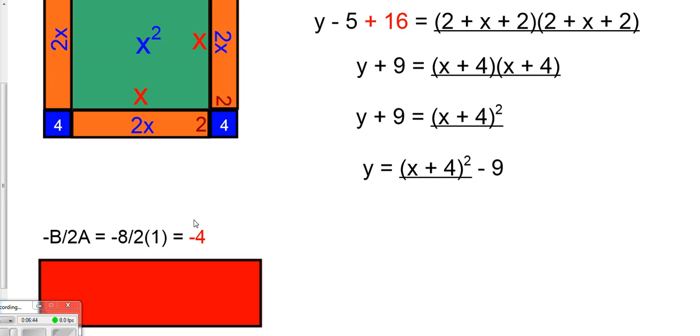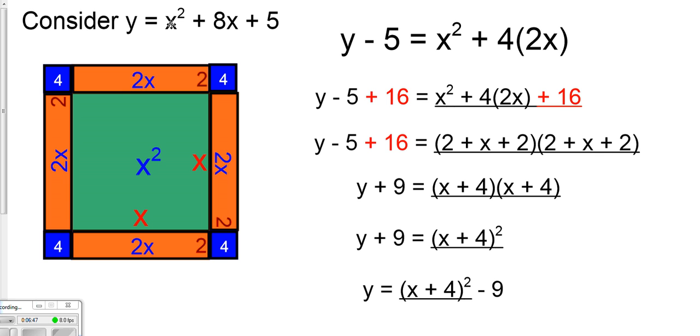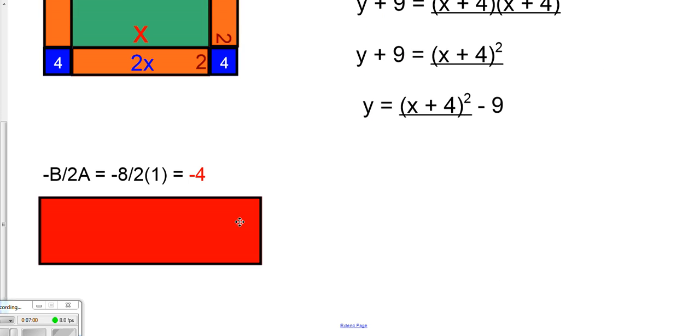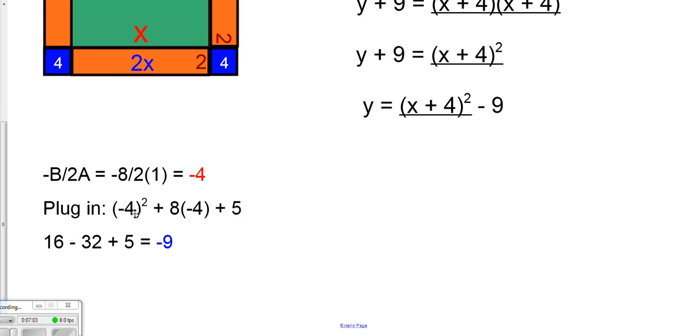When I plug in negative 4 back into my equation, negative 4 squared is 16. 8 times negative 4 is negative 32. 16 plus negative 32 is negative 16. Negative 16 plus 5 is negative 9. So here was kind of my steps for that. Notice negative 4 was the opposite of this piece. Negative 9 was right here. What this means is here and here are the vertex: the opposite of this one and what this one actually is.